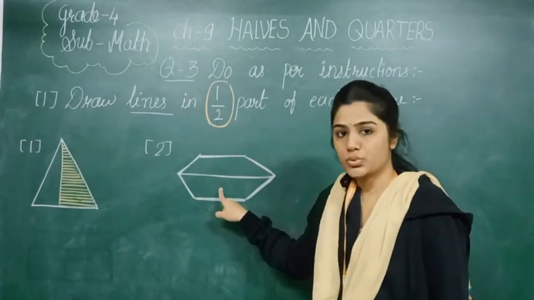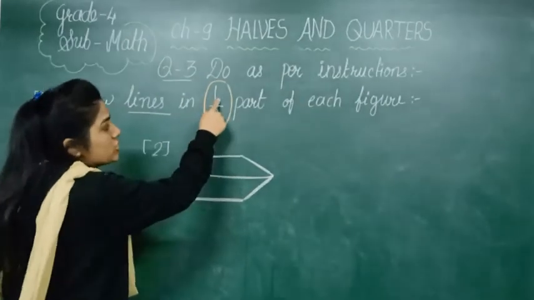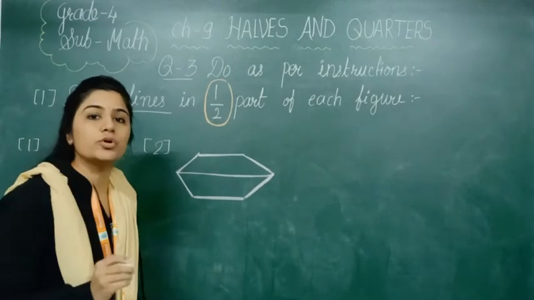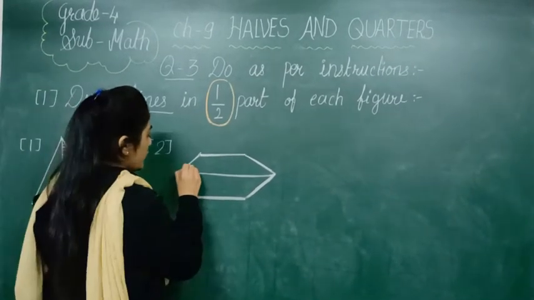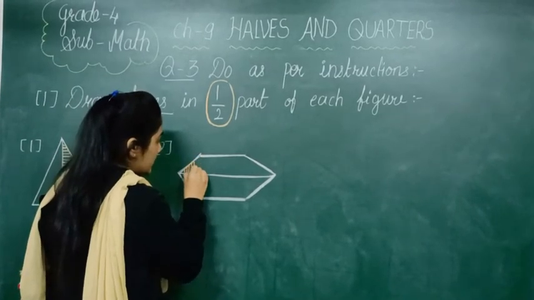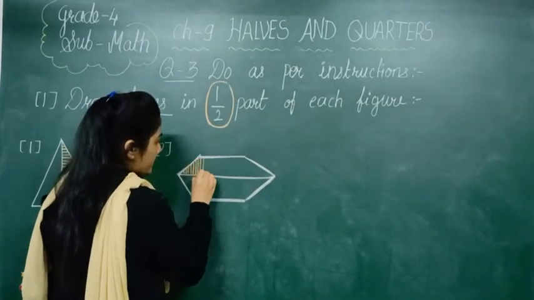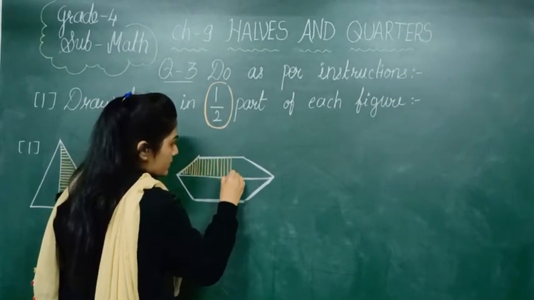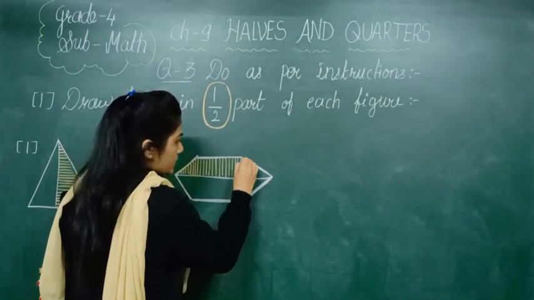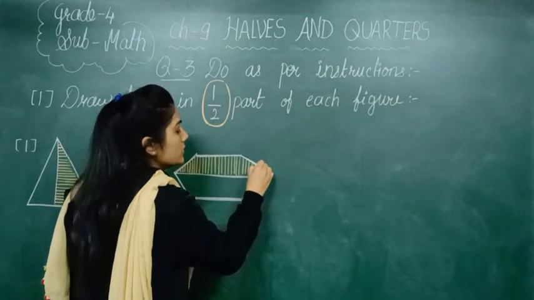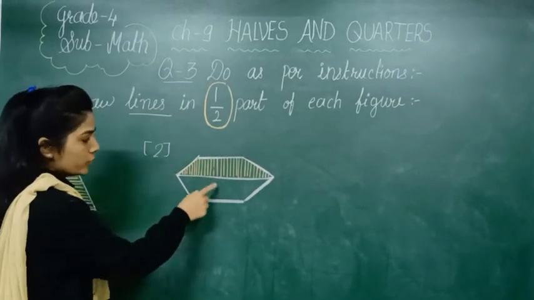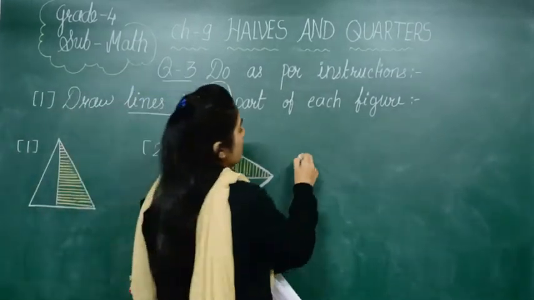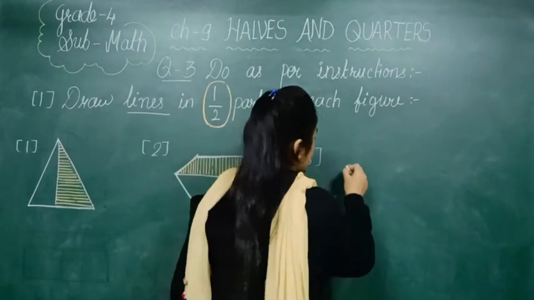This is 1 and this is 2. So we have to mention the 1 upon 2. How we can mention? Same. Out of two parts, we have to draw the lines in any of one. So in first part, I am drawing the vertical lines. So this shape denotes the 1 upon 2. See, out of 2, we have drawn the lines in any of 1. So it denotes the 1 upon 2. And third figure is given in your workbook, which is like this.